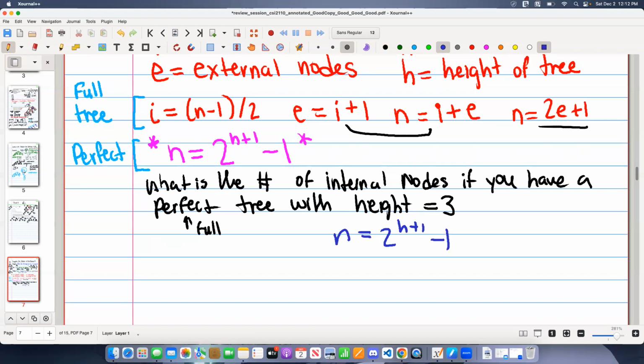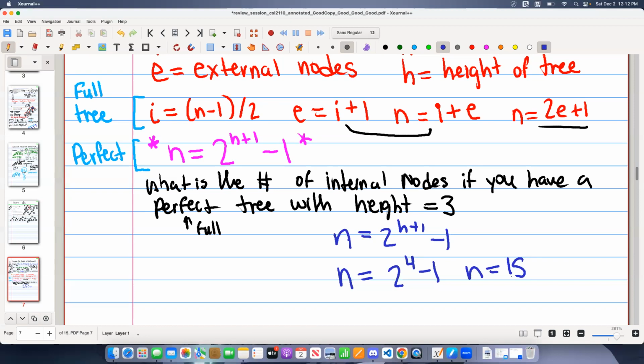Now we get the total number of nodes. Total number of nodes is equal to 2 to the power of 4 minus 1. I think 2 to the power of 4 is 16. 2 times 2 is 4, times 2, it is 16. Oh my God, I'm so good. Minus 1, that's 15. We have the total number of nodes now.